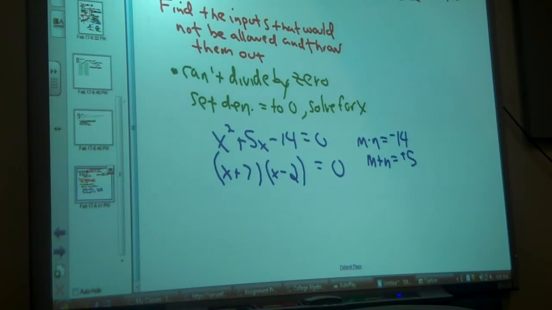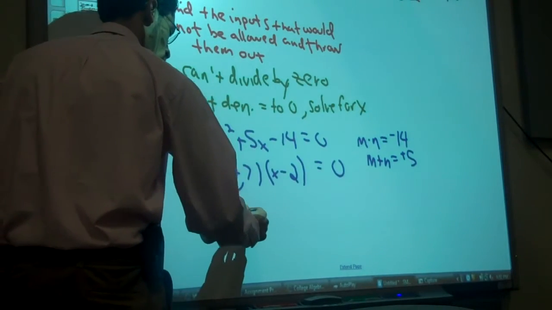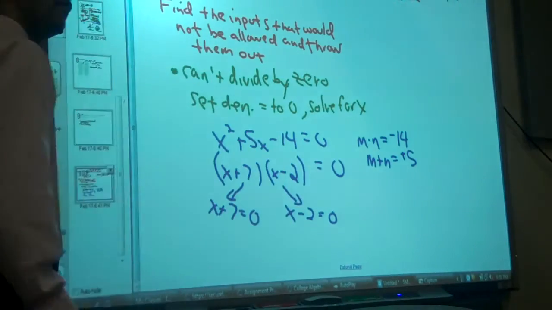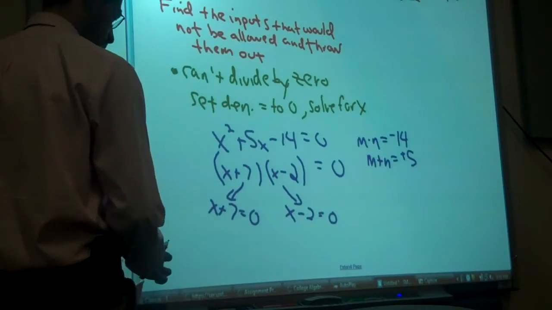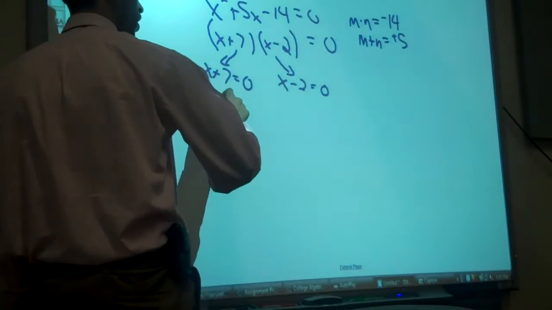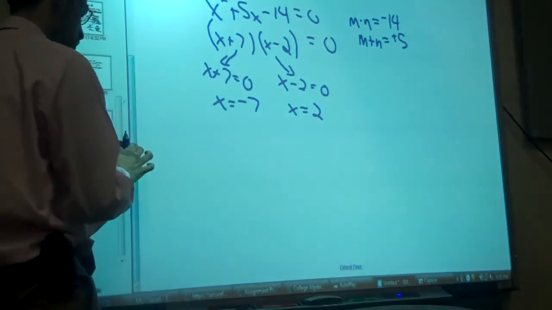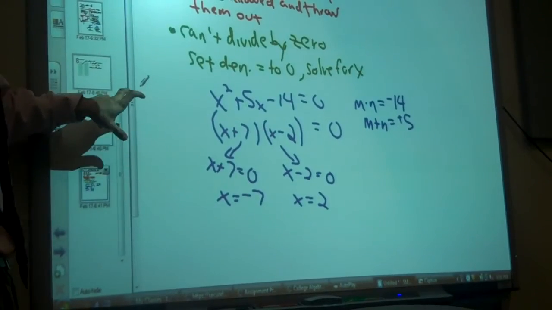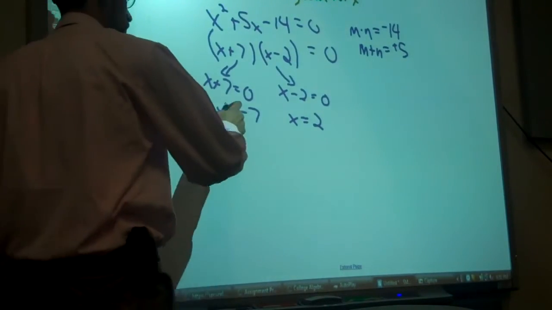We still haven't answered the question. That's how it factors. Now, the 0 property says either this guy has to be 0 or that guy has to be 0. And that's how we get our 2 numbers that we should not be allowed to use. X equals negative 7, x equals 2. Can't use these 2. Everything else is fine. They won't cause you to divide by 0. There's nothing else you have to avoid, but you definitely have to avoid these numbers.